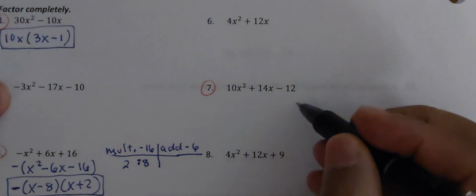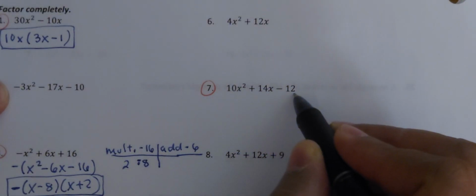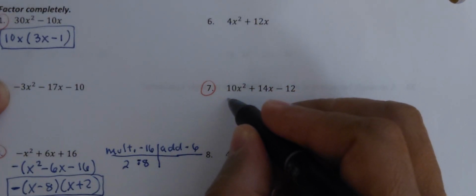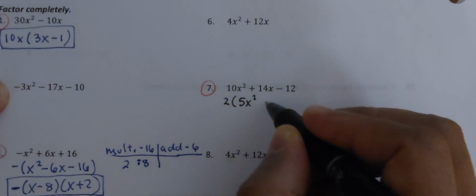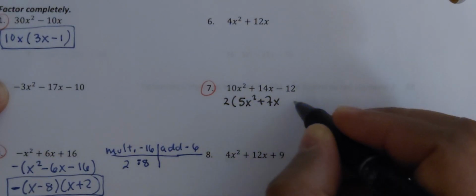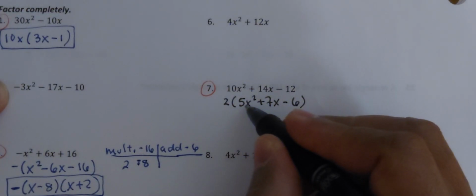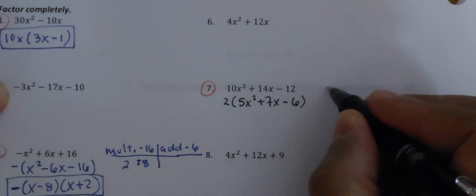Okay, so for number 7, always check for a GCF. And 10, 14, and 12 do have a GCF, and that GCF is 2, right? So I'm going to factor out a GCF of 2. So then the 10x squared becomes 5x squared, the 7x becomes 7x, and the minus 12 becomes a minus 6. So now notice a is not 1, so we multiply a times c, which is 5 times negative 6.